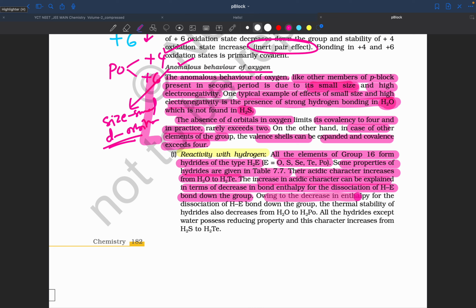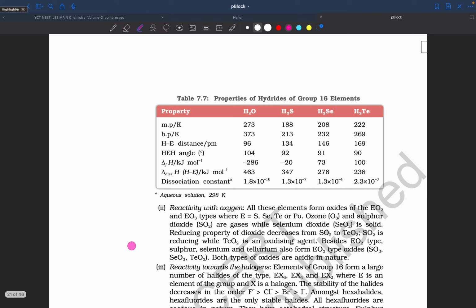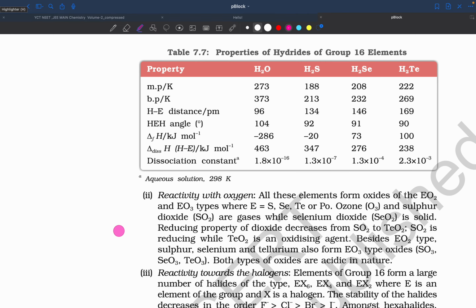Owing to the decreasing enthalpy for the dissociation of the H-E bond down the group, the thermal stability of hydrides also decreases from H2O to H2Te. All hydrides except water possess reducing property. This character increases from H2S to H2Te. So here H2O is not a reducing agent, it has no reducing property. The remaining have got reducing property, and this is the order here. Yeah, this is the table we should study here.